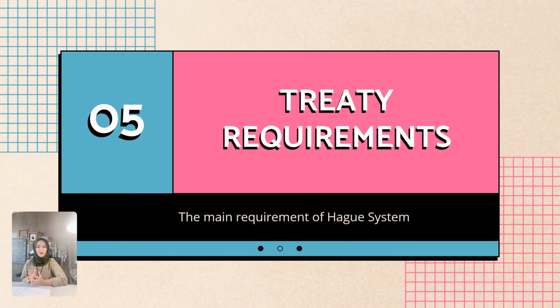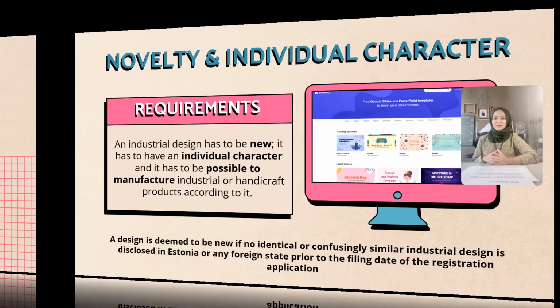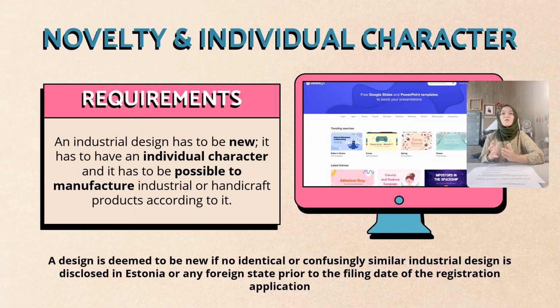Next is the treaty requirements, which will touch on the main requirements of the Hague system. Under the Hague system, novelty and individual character are the main requirements. An industrial design has to be new, it has to have an individual character, and it has to be possible to manufacture an industrial or handicraft product according to it. A design is deemed to be new if no identical or confusingly similar industrial design is disclosed in Estonia or any foreign state prior to the filing date of the registration of the application.